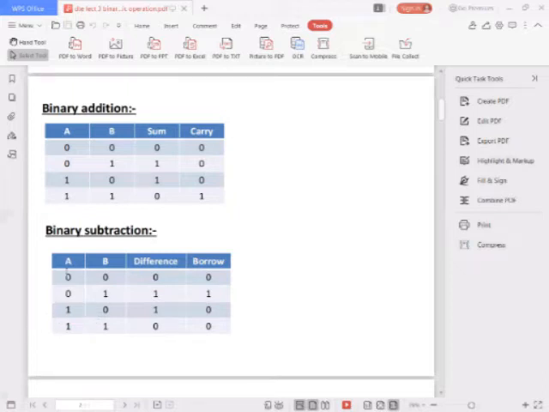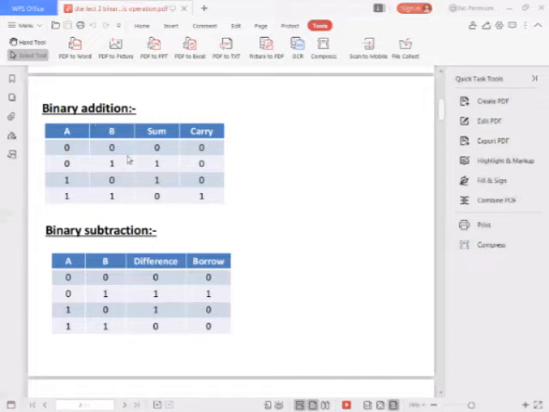In case number 3, A is equal to 1 and B is equal to 0. 1 minus 0 is equal to 1. That is, difference is 1. We cannot take the borrow, so borrow is equal to 0. In case number 4, A is equal to 1 and B is also equal to 1. That is 1 minus 1 is equal to 0. Difference is 0 and borrow is 0.